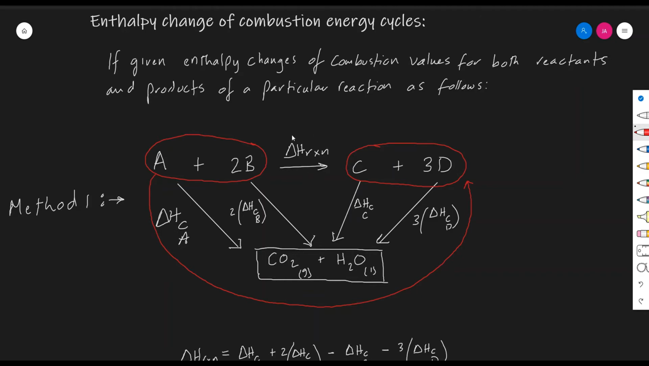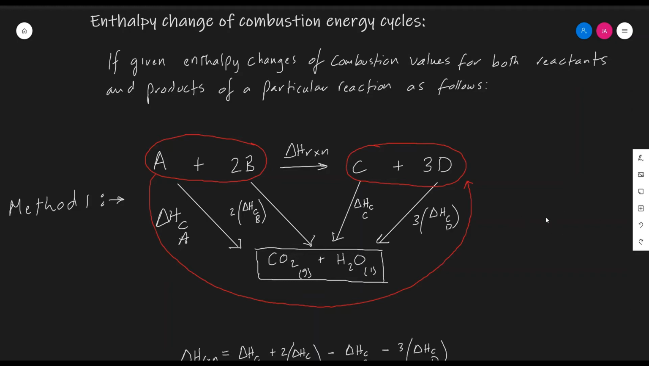Therefore, the enthalpy change of this reaction would be the enthalpy change of combustion of A, and I would add to that the enthalpy change of combustion of B multiplied by 2, and I would subtract both the enthalpy change of combustion of C and the enthalpy change of combustion of D multiplied by 3 from this value, because these values are going to be flipped. Thus, if this were a negative and this were a negative, multiplying both by negative would produce positive values, deeming them endothermic instead of exothermic, which is the opposite of combustion reactions.